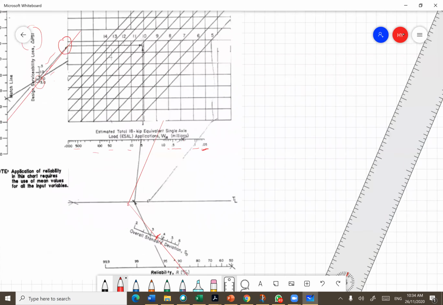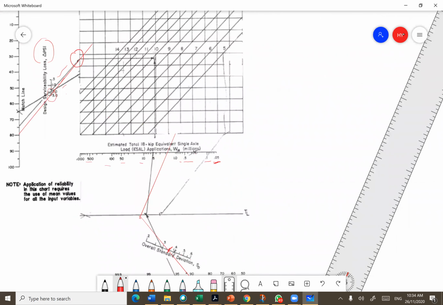1.8, then what else? What you have to do is, alright, you have to draw a line vertically up and this one horizontally goes here, alright? So where these two lines meet is the point, and you read the value. This is actually referring to the thickness of the concrete slab that you will get.